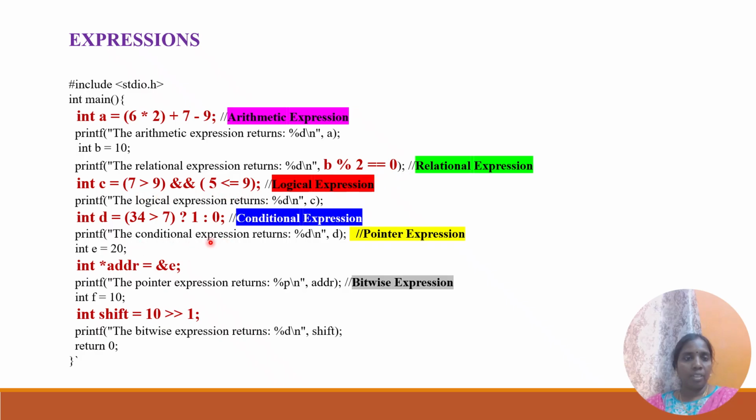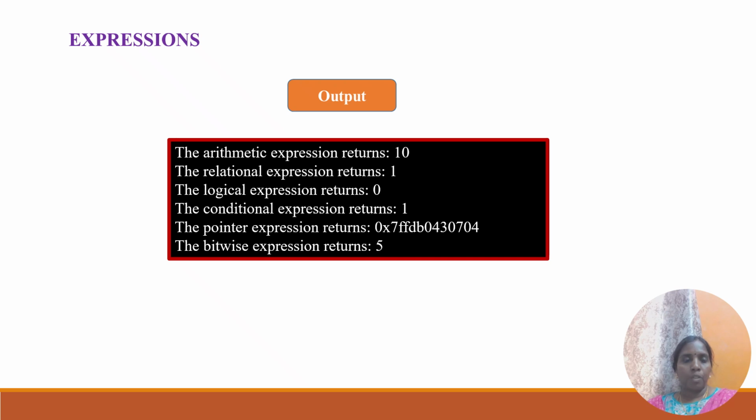Conditional is where we are using ternary operators. And the last is the pointer expression, where we use the address of the variable. Bitwise operation is to perform operations on bits, and the right shift and left shift operators are used to shift the bits right or left. So the output for the previous program is given here.